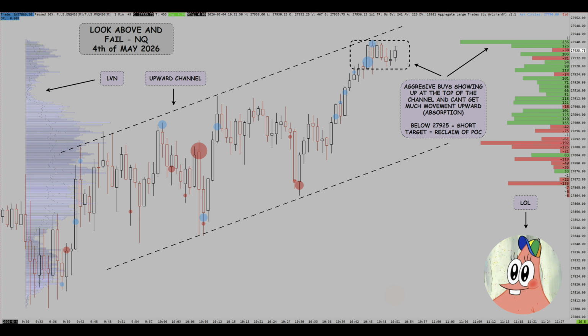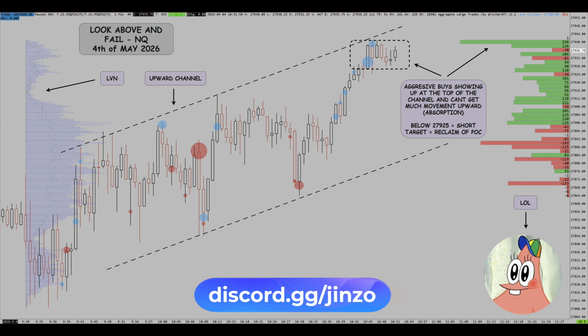Welcome back, everyone. So we're gonna go over an absorption setup. That was a trade that I took on Monday. What you see on the screen right now is a trade recap that I posted in my Discord. Link in the description. So we're gonna go over that, why I took the trade, and all that.